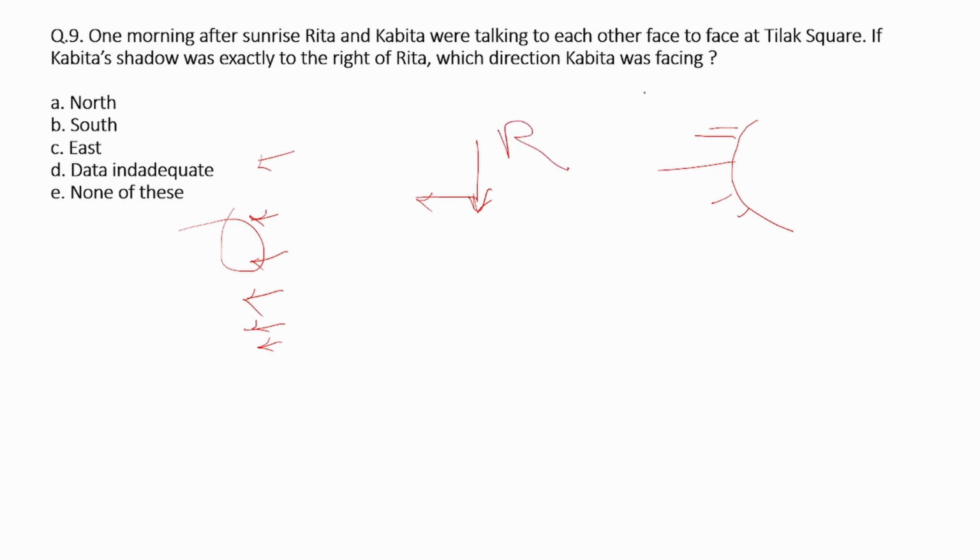So which direction was Kavita facing? Since Rita and Kavita were talking to each other face to face, this means that if Rita was facing south, then Kavita will be facing towards north. Only then can they talk to each other in a face to face manner. So Kavita's face will be northwards. So the question asks, which direction was Kavita facing? Kavita was facing towards north. So the answer will be A. Next question.